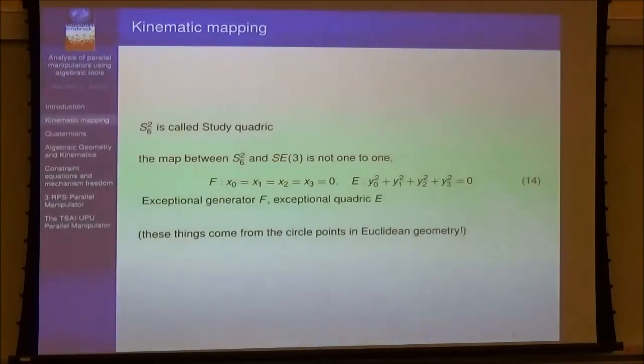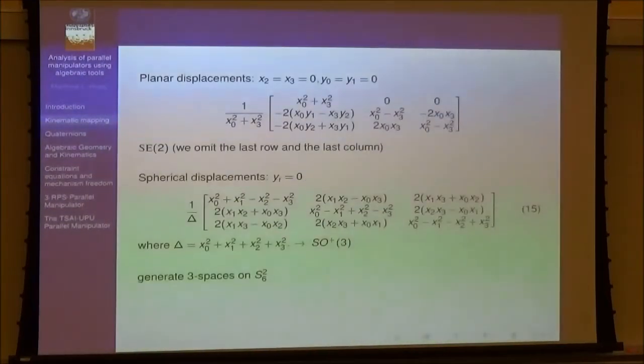Yeah, this quadric is called the Study quadric. Not all points on the Study quadric correspond to Euclidean displacements. There is one very special three-dimensional generator space which has to be excluded, and there is an exceptional quadric. It's not so important, but this is more important because this refers to the morning. In this kinematic mapping, there are special cases included. One special case is that the planar displacements are included. So when you take this special three-dimensional subspace on the Study quadric, then you have the planar displacements.